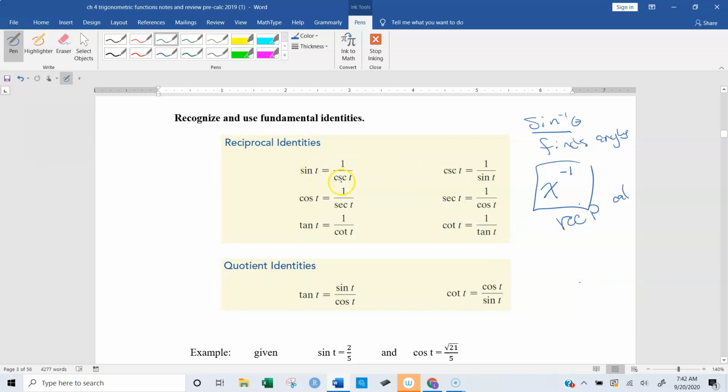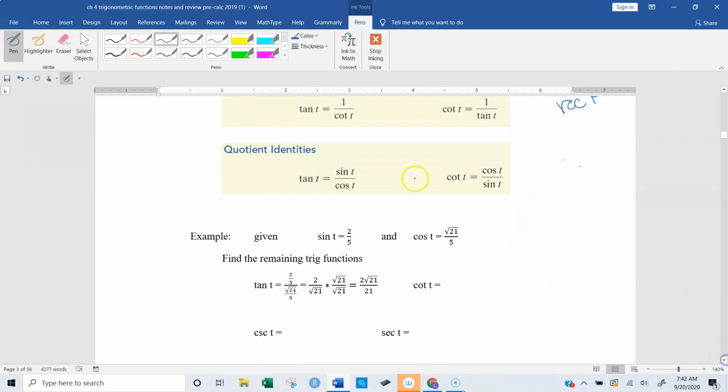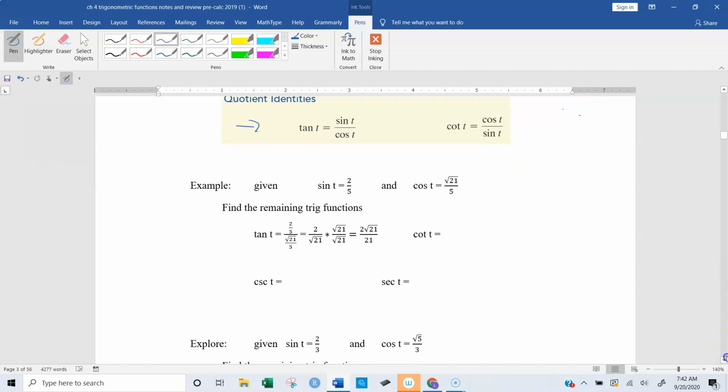So sine is 1 over cosecant, cosine is 1 over secant, tangent is 1 over cotangent, and so on. Okay, tangent is sine over cosine, so cotangent is cosine over sine. We use these quite a bit, especially in proofs later on, so they are good things to have memorized.